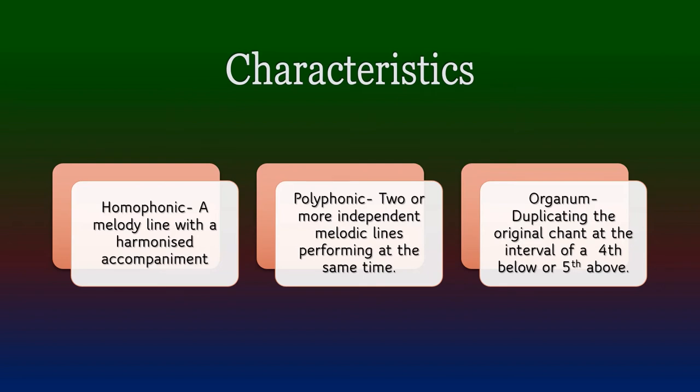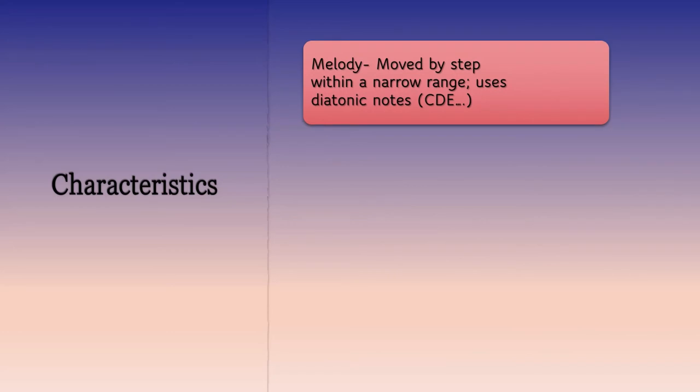Organum. So organum was an original chant that is performed either a fourth below or a fifth above. So it's taking an original chant that is either sung a fourth below or a fifth above, that is interval. Another set of characteristics. One, the melody moved by step. So it was very narrow, very close to each other, right? And also it used diatonic notes. So it wasn't spread out as far, but it was pretty simple. It stuck to the book, stuck to the rules, didn't go outside of that.